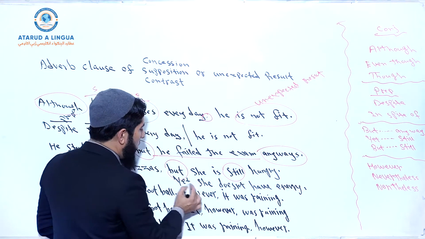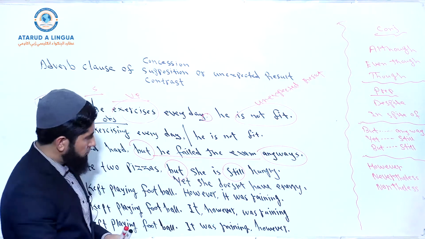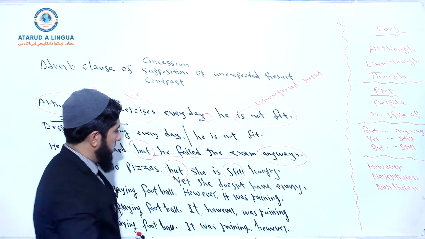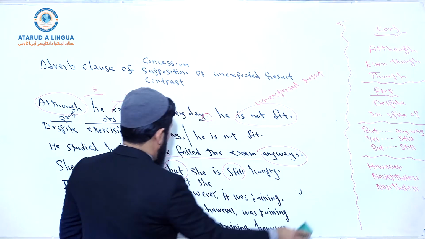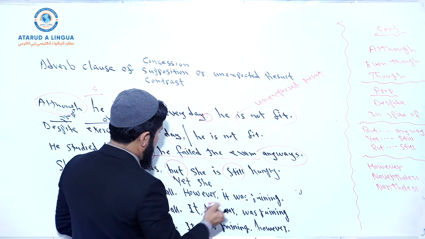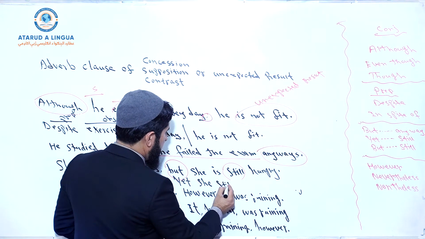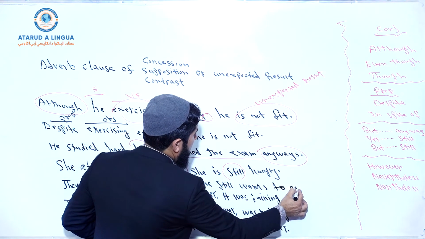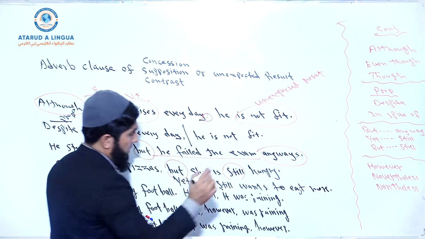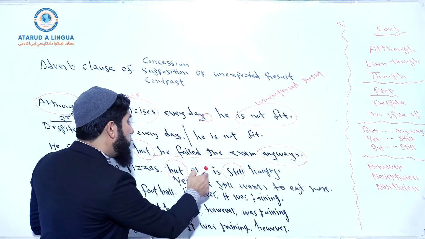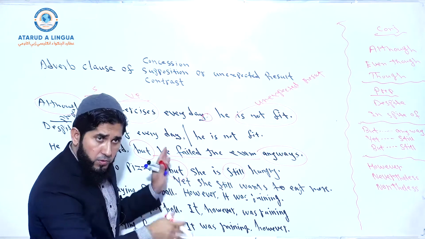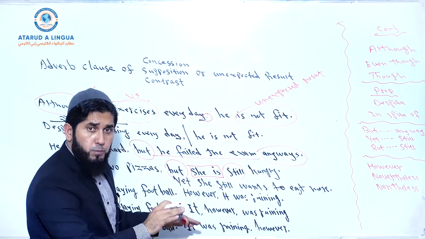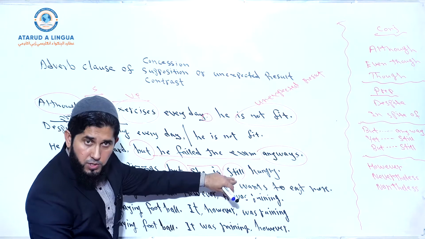Okay, so now look, what comes between the "yet she's still," sorry, I forgot "still," I need to write "still." "Yet she's still," for example, wants to eat more. See, my point here is that if a to be verb is the main verb of your adverb clause, in this case both the subject and the to be verb should be brought between the two parts of this paired conjunction. Okay?